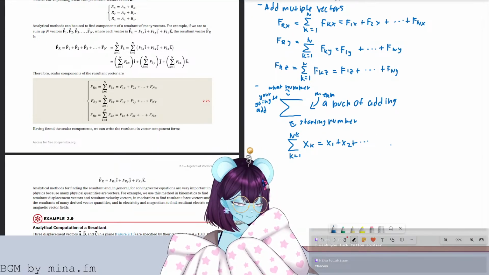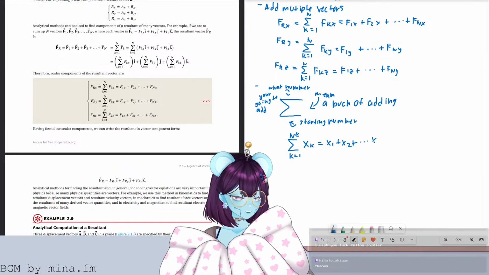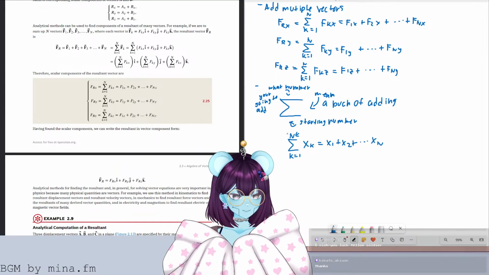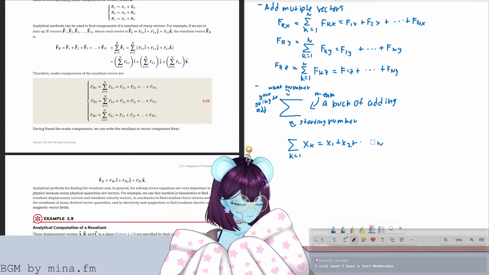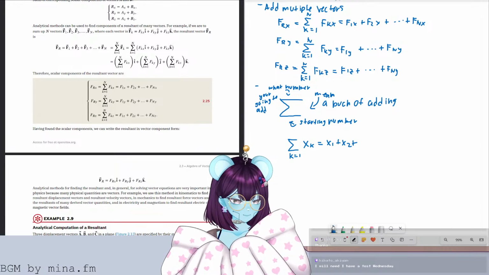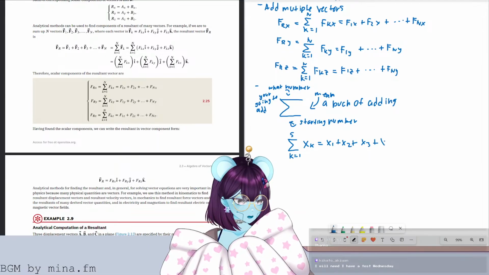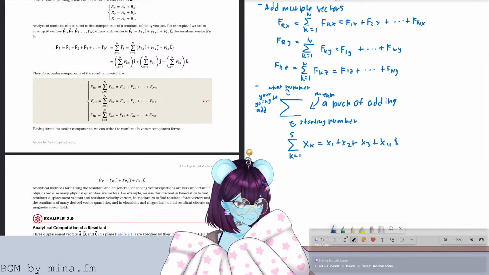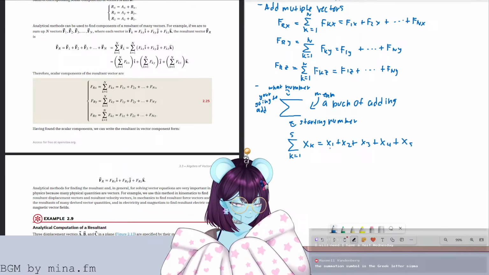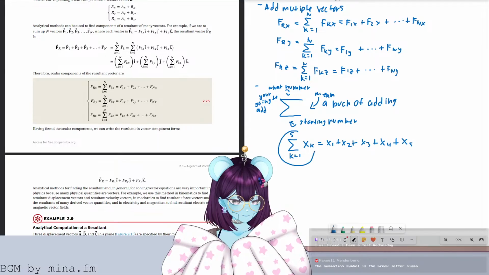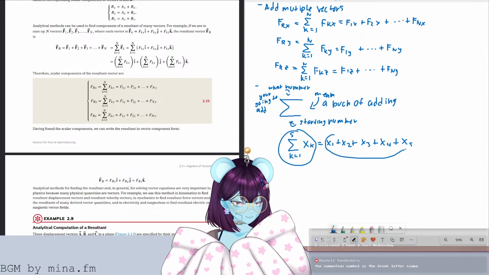Telecommunications engineer, good luck. So you keep adding that all the way to hit the number n. So let's give n an actual value. We'll say 5. So we have x1, x2, x3. Then you keep adding all the way till you hit x5. And then this is now equivalent to just adding all of that together.